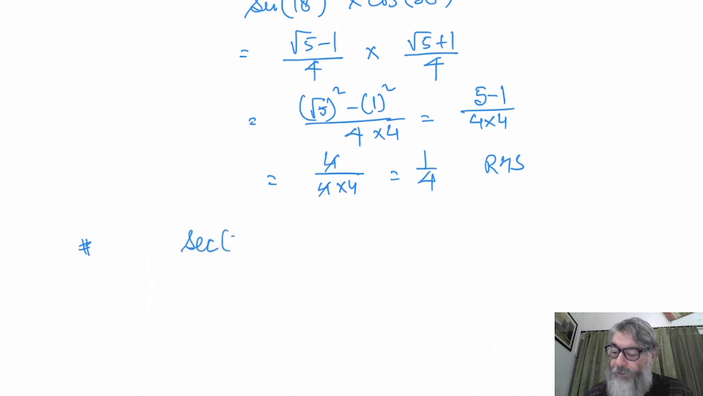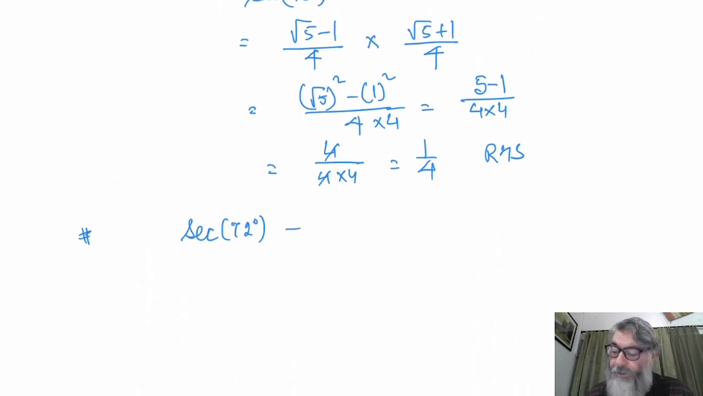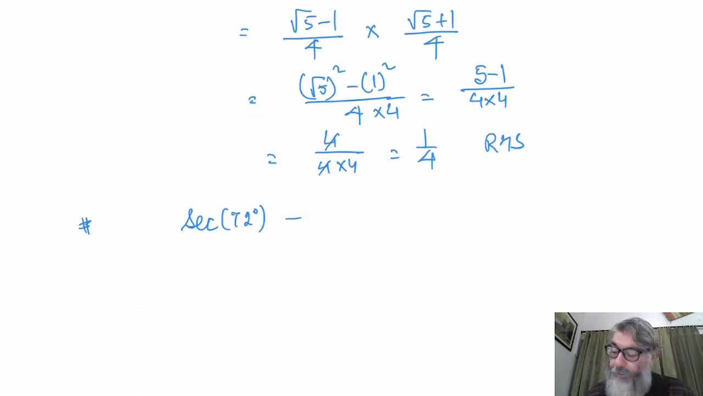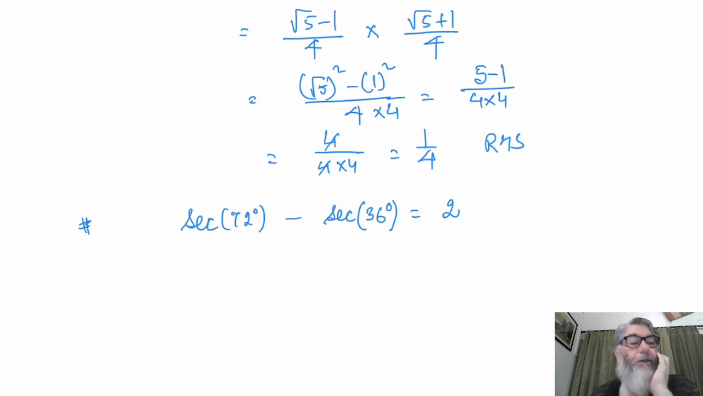Sec 72 degree minus sec 36 degree is equal to 2. We have to prove this. Okay. Sine changes into cos. Sec changes into cosec.